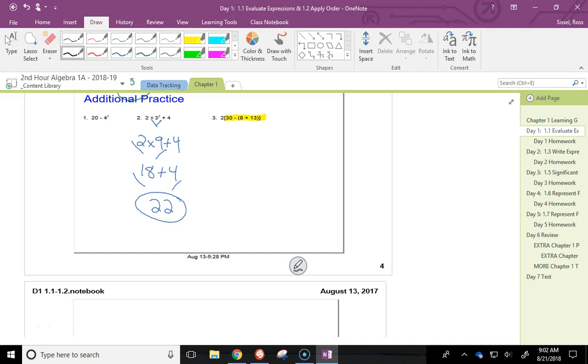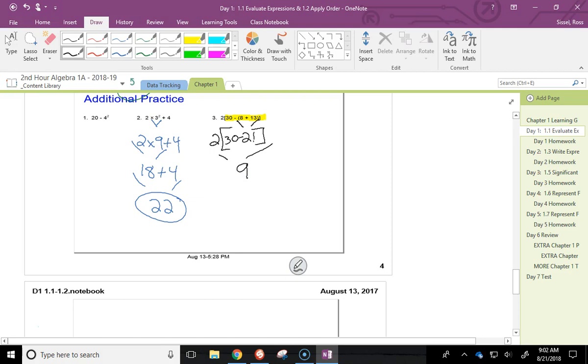I have to focus on just the bracket and simplify that first. So I look inside the bracket, and I have 30 minus parentheses, is that an 8? 8 plus 13. So I'm still going to do parentheses first. 8 plus 13 is 21. I rewrite everything, and I still have to put my bracket back. 30 minus 21. I still have a bracket, so now I do it. 30 minus 21 is 19.